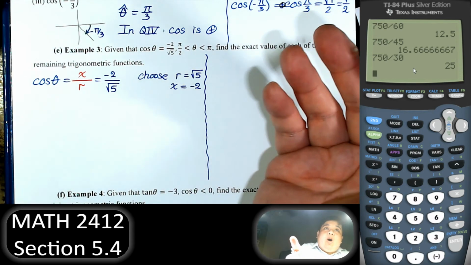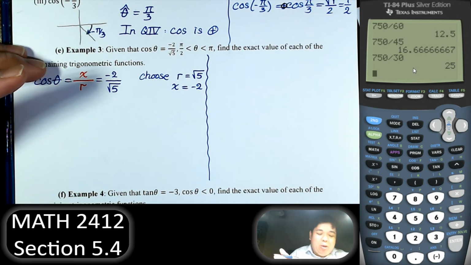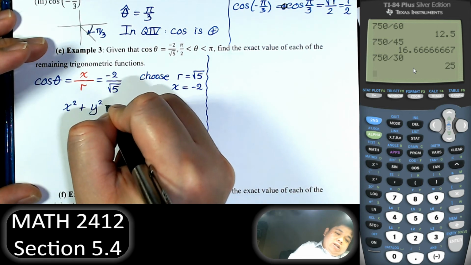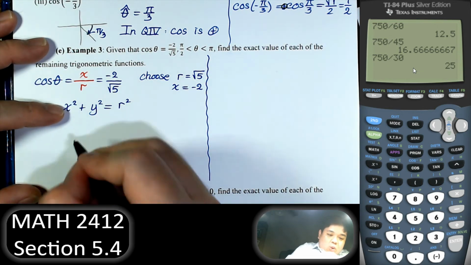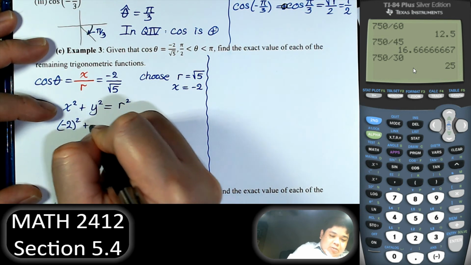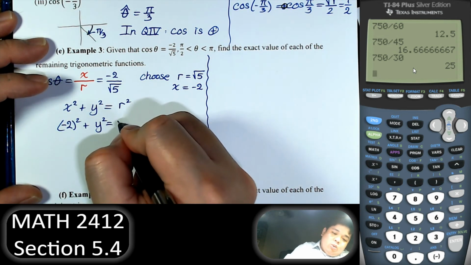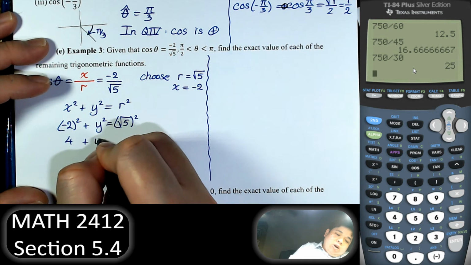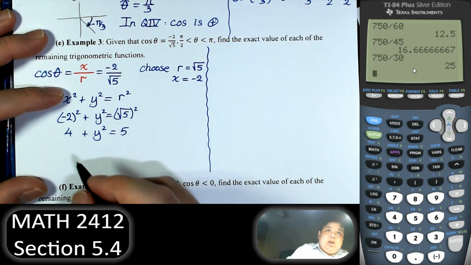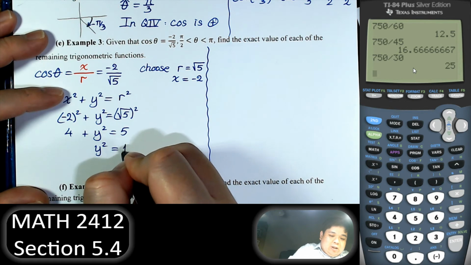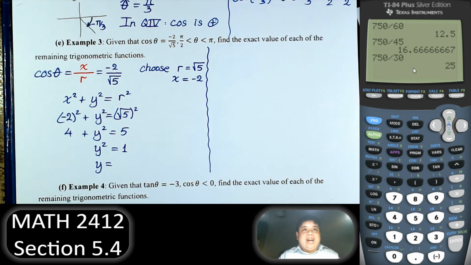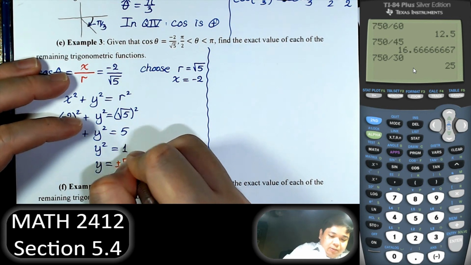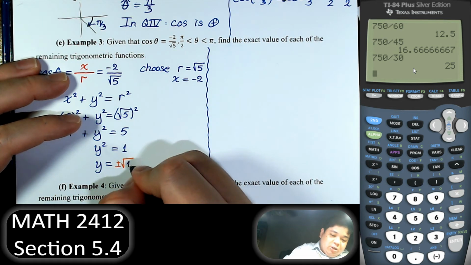So we have X, we have R. If we have Y, we have all the 6 trigonometric functions, right? So X squared plus Y squared equals R squared. Pythagorean theorem. X squared is negative 2 squared plus Y squared equals square root of 5 squared. So I have 4 plus Y squared equal to 5. So Y squared is 1. So Y equals, don't forget, when we take the square root on both sides, it has to be plus or minus, plus or minus square root of 1, which is plus or minus 1.